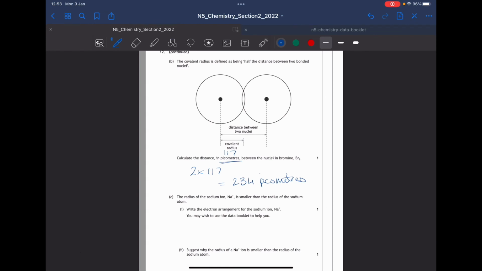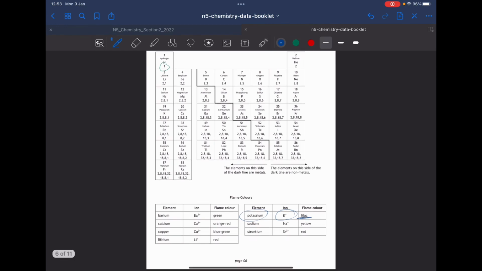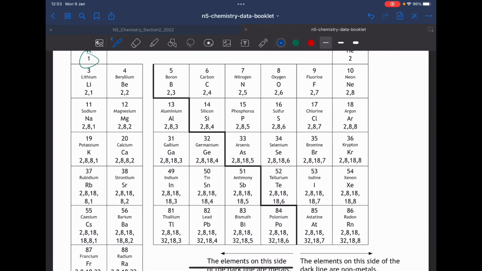So then C, the radius of the sodium ion Na+ is smaller than the radius of the sodium atom. Write the electron arrangement for the sodium ion Na+. You may wish to use the data booklet to help you. So electron arrangements means the electron arrangement page. So sodium is normally 2,8,1. If it's sodium positive, that means it's lost one electron. Because remember, although it's plus, it means a loss of a negative electron. So that means the electron arrangement becomes 2,8.